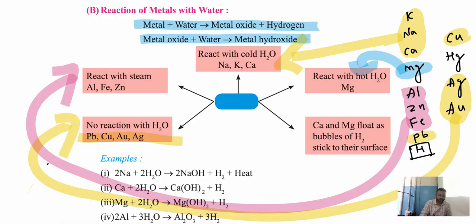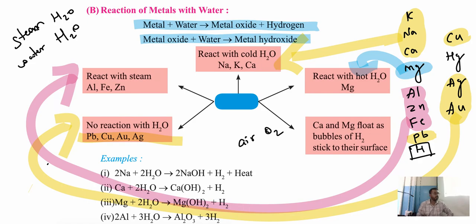One more thing, children. Whenever I use the word steam, the formula is nothing but H2O only. Water is also H2O. Steam is also H2O. Don't get confused. Understood? Steam formula is also H2O. Water formula is also H2O. Similarly, air symbol is oxygen. Oxygen is also O2 only. Air is also O2 only. Air and oxygen both are O2. Steam and water both are H2O. Don't get confused between these words.